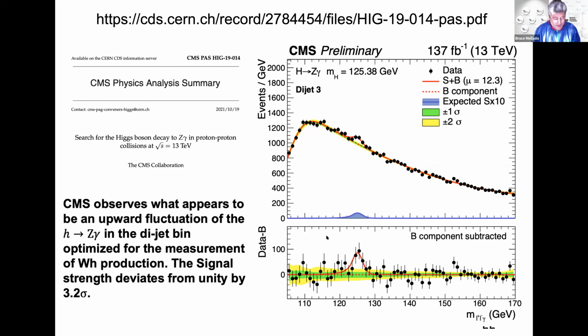If you put everything together now, the excess is now 4.2, 4.3 sigma in the Higgs.